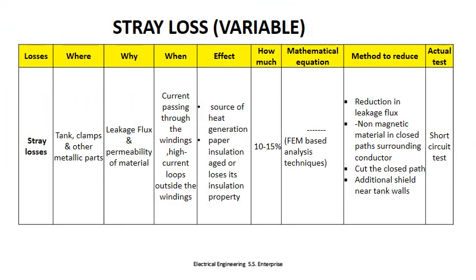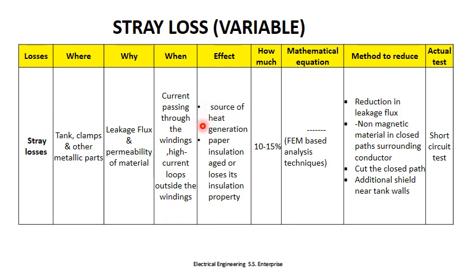Stray losses. Stray losses are variable losses. They occur in the tank, clamps and other metallic parts due to leakage flux and the permeability of the material. They occur when current passes through the winding, producing high current loops outside the winding.